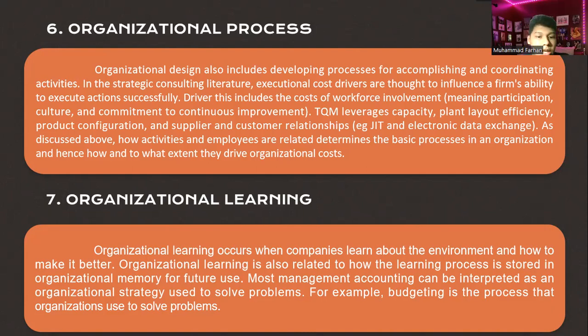And the last, organizational learning. Organizational learning occurs when companies learn about the environment and how to make it better. Organizational learning is also related to how the learning process is stored in organizational memory for future use. Management accounting can be interpreted as an organizational strategy to solve problems. For example, budgeting is a process that organizations use to solve problems. I think that's our explanation. Back to the moderator.